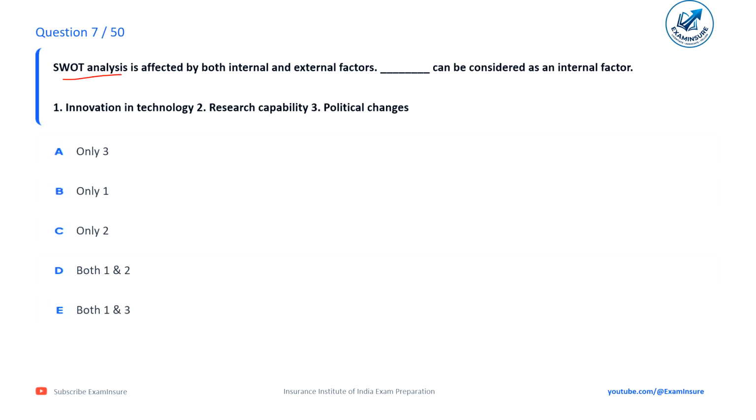SWOT analysis is affected by both internal and external factors. Which of the following can be considered an internal factor? Innovation in technology, second is research capability, and third is political changes. So the correct answer is research capability. Research capability can be considered an internal factor.